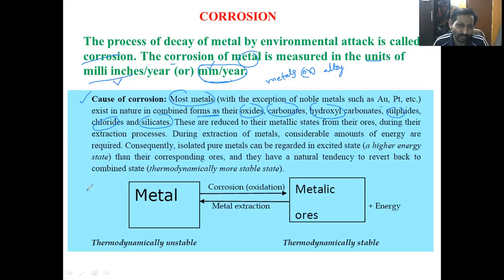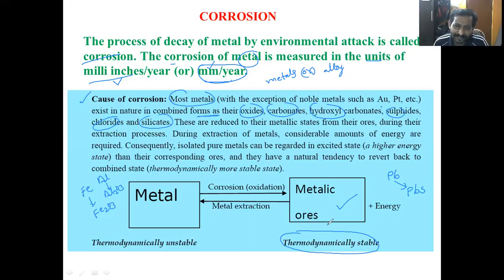For example, iron is available in the form of the ore Fe2O3. Aluminium is available as the ore Al2O3, like bauxite. Lead is available in the form of lead sulfide, galena. So different metals are available in the earth crust in the form of oxides, carbonates, sulfides, chlorides and silicates. But these ores are thermodynamically stable.